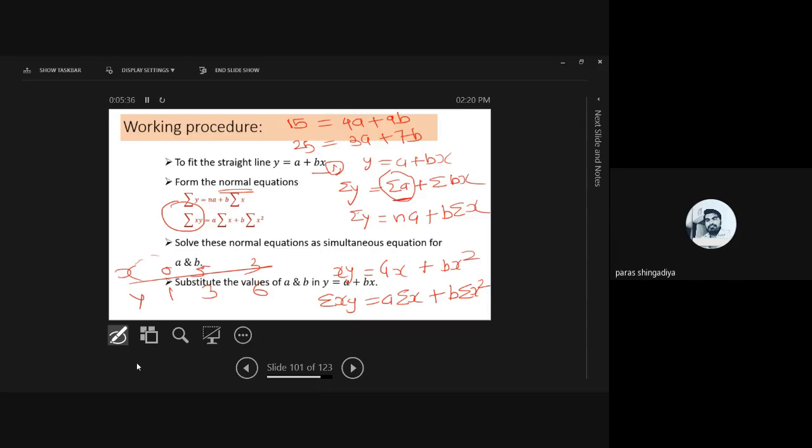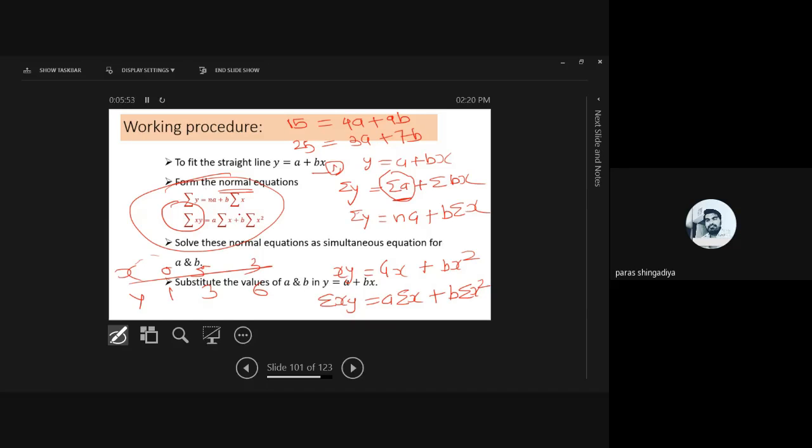Y is equal to a plus bx. Okay, and that is our answer. Clear? So this method will be followed to predict a and b. What is the importance of these two equations? To predict the a and b.